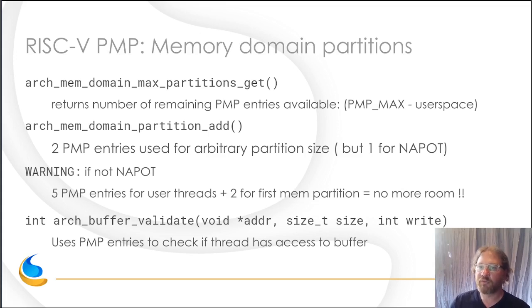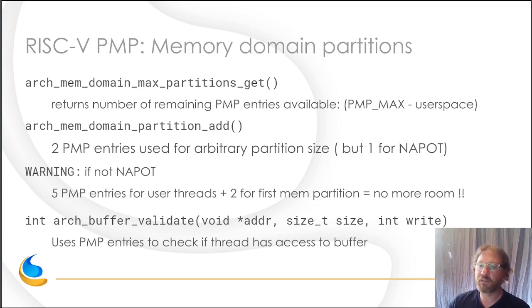So there's a Zephyr API function. The first thing we want to know is how many memory domain partitions are available. That function just returns the max number of PMP slots available to the architecture, minus the number that would be used by user space. That would be the 8 minus 5 in the current design. But if user space is using power of 2, we can actually bring that down. But we'll get to that in a second.